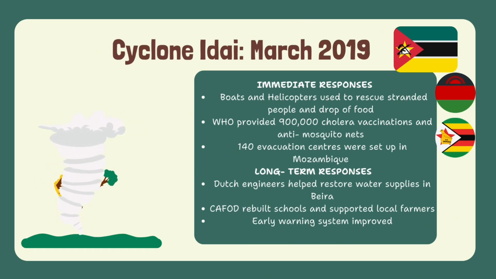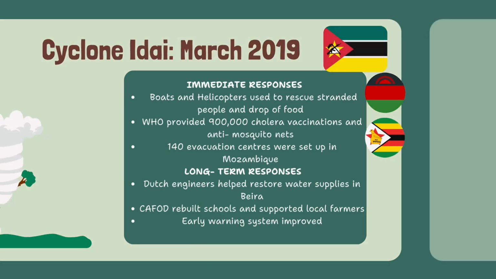And the long-term responses were Dutch engineers helped restore water supplies in Beira. The charity CAFAD rebuilt schools and supported local farmers, and the early warning system was improved to help people if a tropical storm occurs here again.